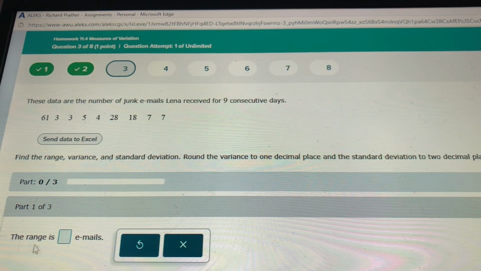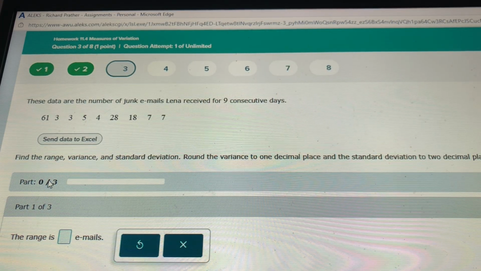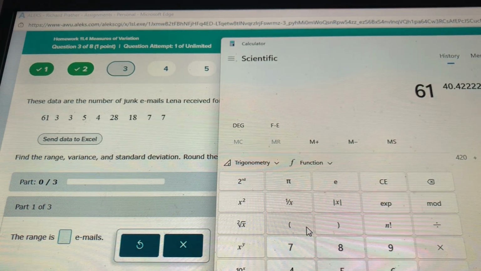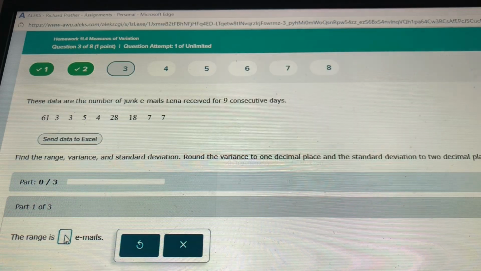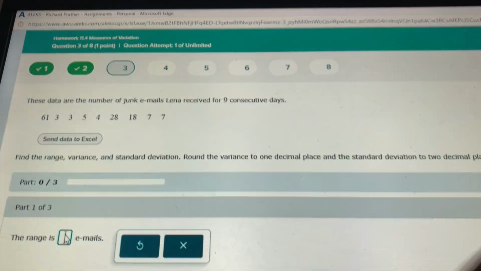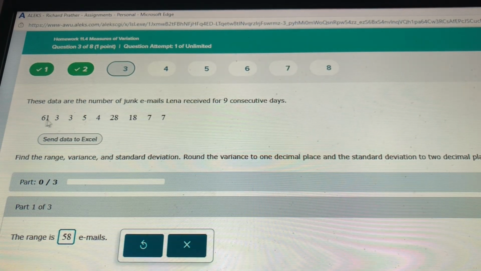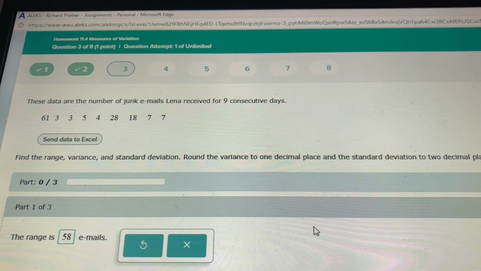Okay, so the range is blank emails. Range is the easiest measure of spread. It's simply the highest minus the lowest, and they're literally sitting next to each other because the data is mixed up here. So sometimes you might have to search for the highest and the lowest, but here they were easy to find. Highest minus lowest, that's the range every time. It's the easiest calculation to do. 61 minus 3 is 58.